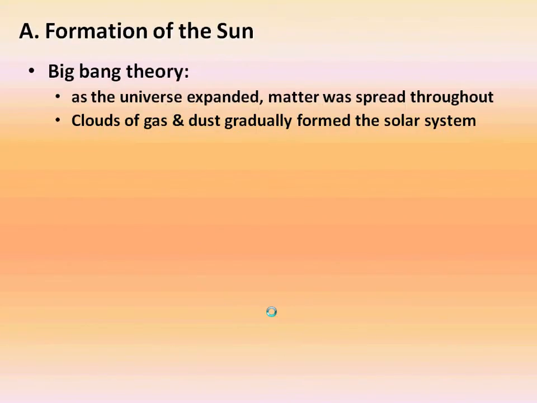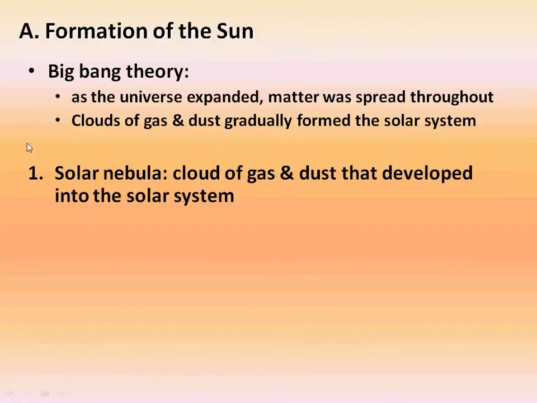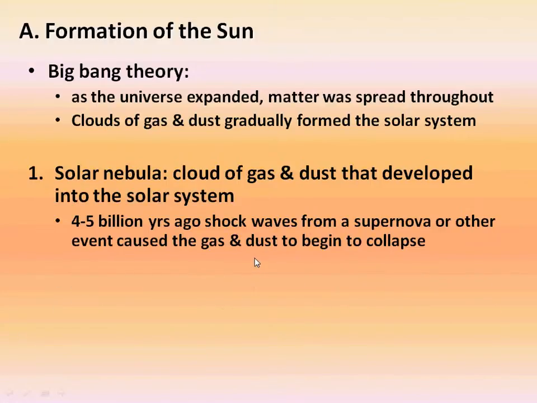Big Bang Theory. We've talked about this before. Basically, all of the material that's in the universe came from a small point, and it's expanding outward. All the gas, all the dust formed the solar system, formed all the solar systems. So again, from a solar nebula. Nebula means gas. A gas cloud that makes the solar system. What do we think?